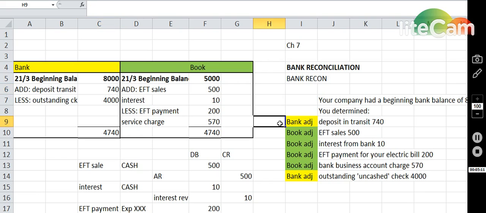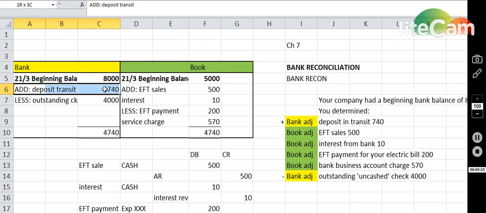Okay. And then I want to minus the outstanding check, because once that person deposits the check that I gave them, it'll take money away from my bank amount. Okay. So I'll have 4,740.